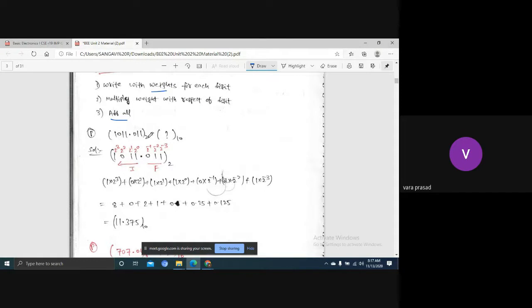1011.011, base 2 they gave, we need to convert into decimal. Binary to decimal. Now see here, this is the integer part, this is the fraction part. For the integer part I can start with 2 power 0. This is the base point. Here 2 power 0, 2 power 1, 2 square, 2 cube, 2 power minus 1, 2 power minus 2, 2 power minus 3.